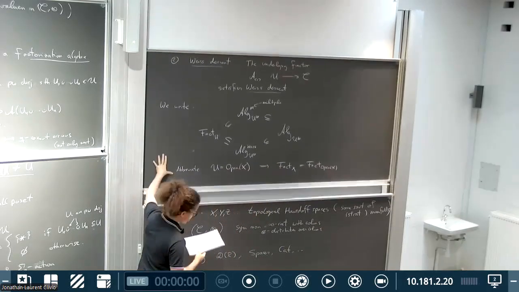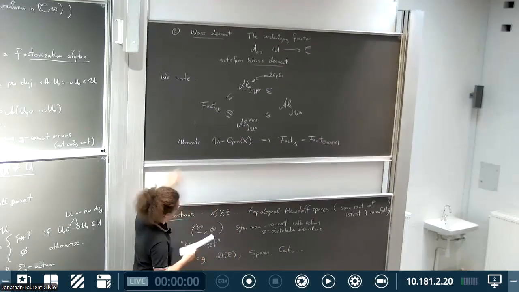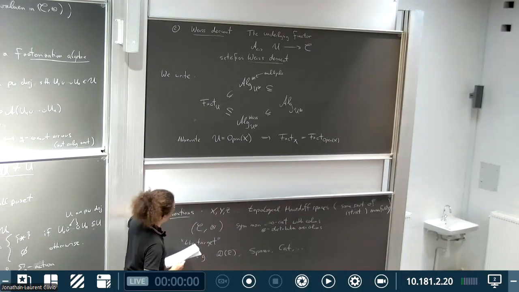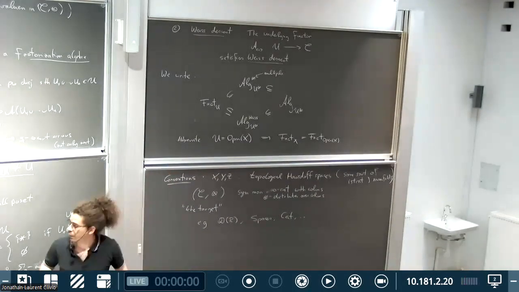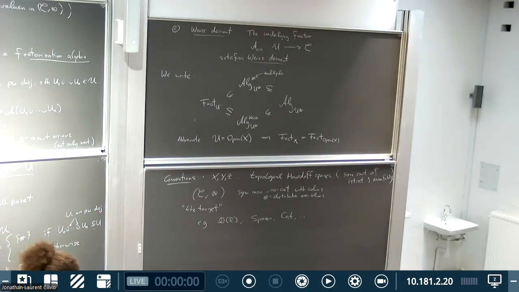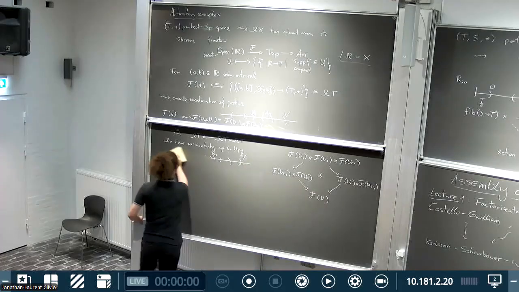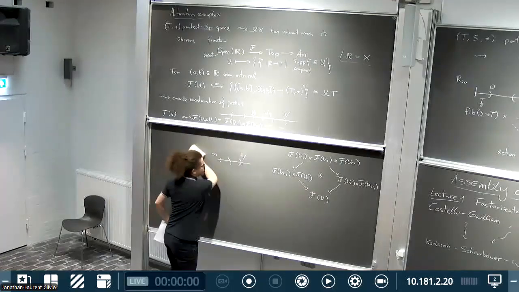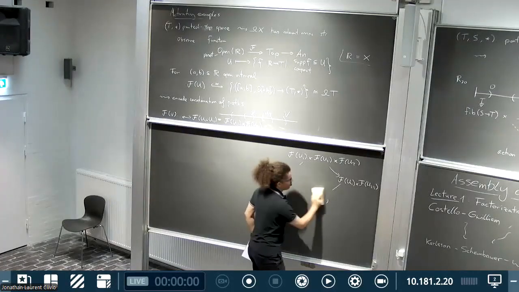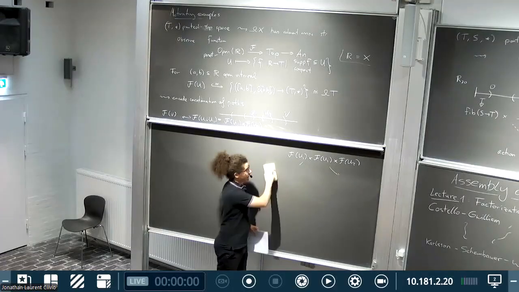Okay. So now I need to spend some time explaining what Weiss descent is and how it works and what it does for us. So I think I will need to wipe the board and probably move to this one. Are there any questions so far?